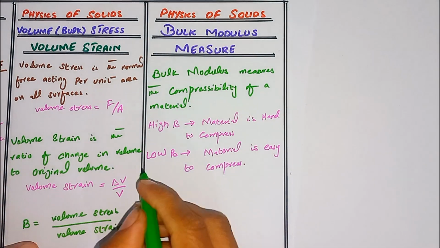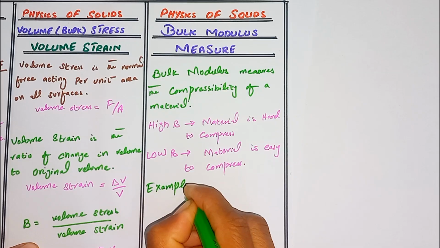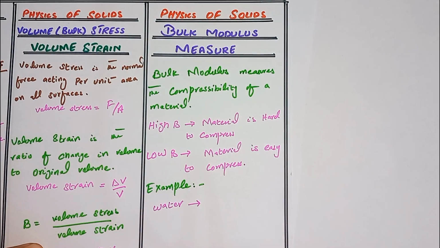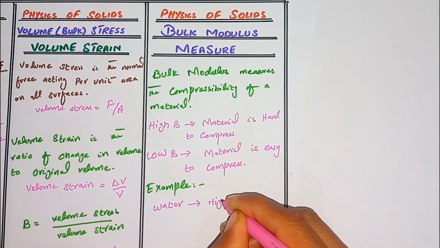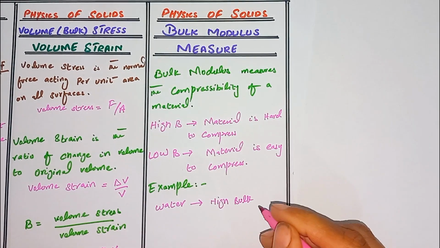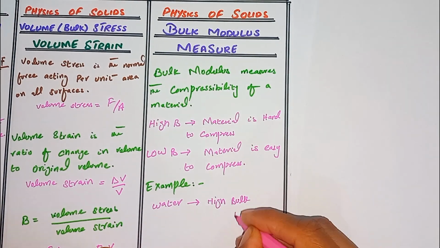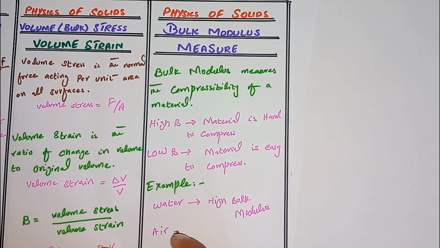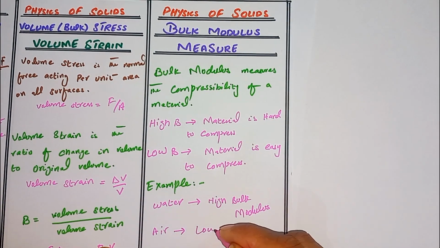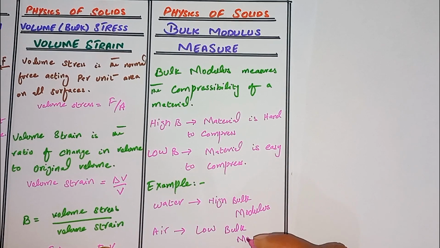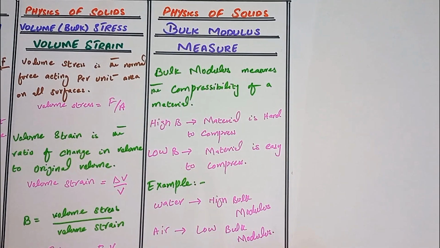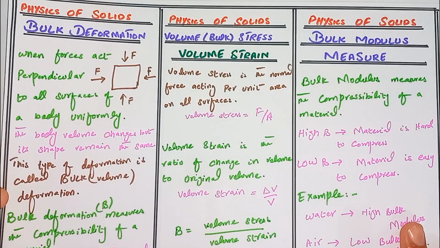As an example, we take water, which is hard to compress, so it has a high bulk modulus. Air is easily compressed, so it has a low bulk modulus. That is what the bulk modulus measures: the compressibility of a material. That is all we discuss today about bulk deformation.